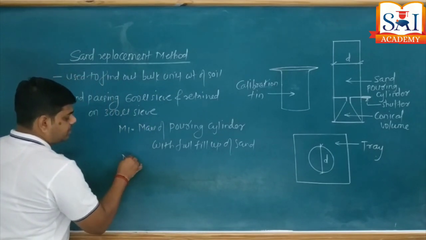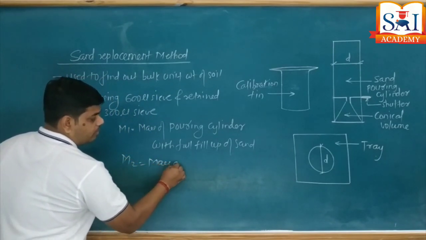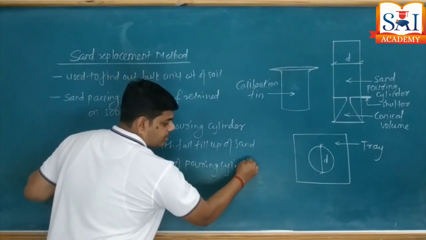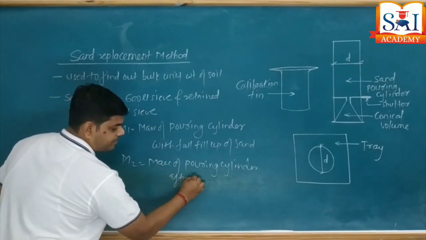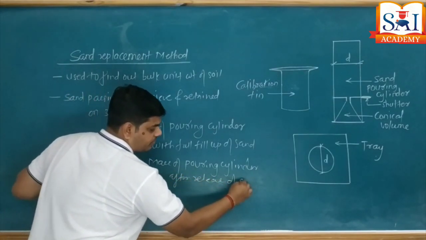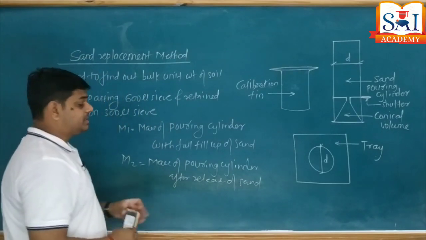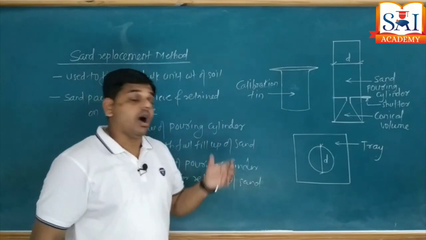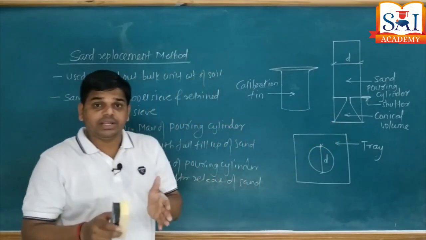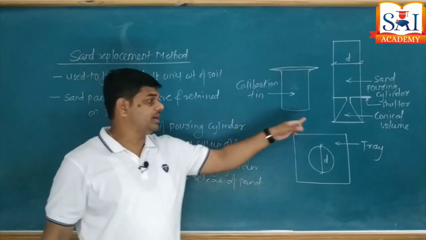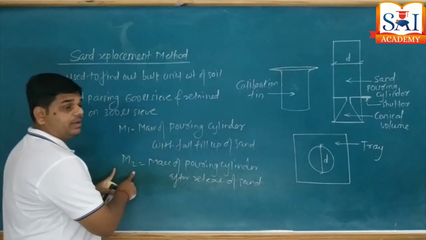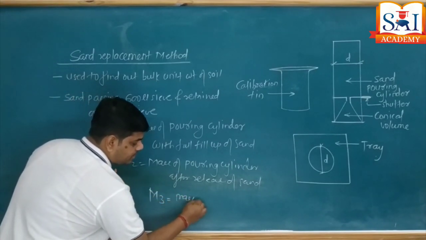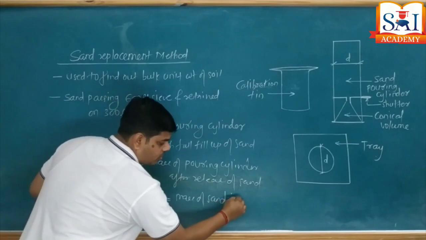So this is the mass of the pouring cylinder after release of sand. Now this mass is without the mass of the conical portion, means the mass of sand that occupied the conical portion. Now if I want only the mass of the conical portion, I will do the subtraction of M2 and M1. So I will take M3 as the mass of sand in the conical portion.